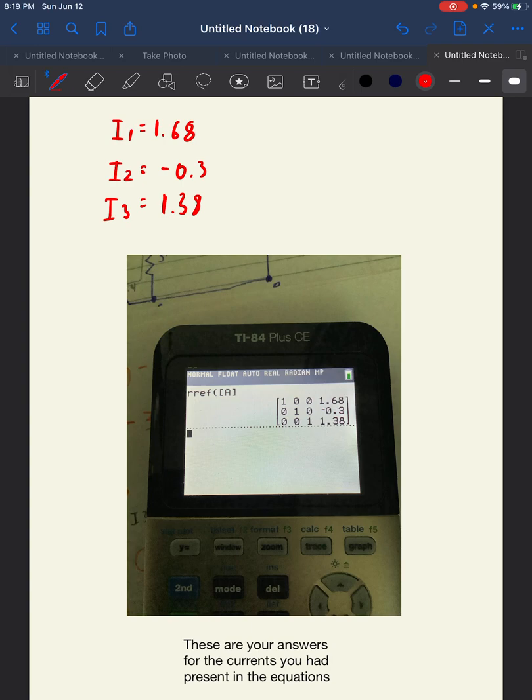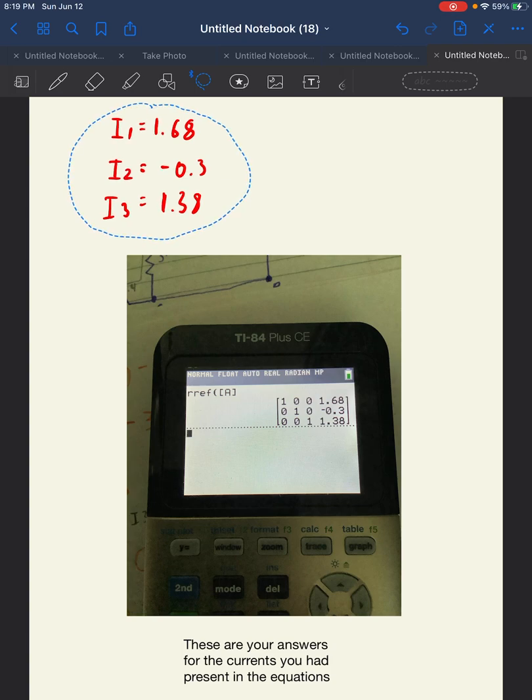It's negative because the direction we have drawn on our circuit is actually incorrect, and that means that the current is actually going in the opposite direction. So in reality, you really can't have a negative current. The actual current is just 0.3. When it's negative, that just means the direction we drew it in on our circuit is incorrect, and it's actually going in the opposite direction, which I will show you. So let me copy and paste this, and then we're going to algebraically solve for everything on this circuit.